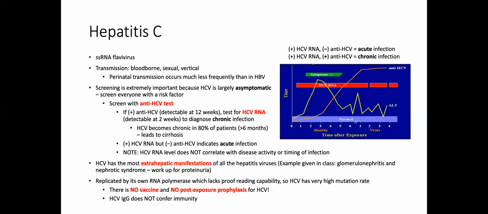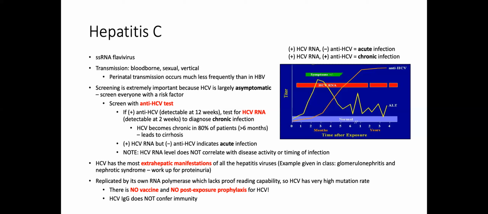It has the most extrahepatic manifestations of all of the hepatitis viruses, like glomerulonephritis and nephrotic syndrome. And so if you see protein in the urine, that might be a thing, like, oh, let's check for Hep C. It's replicated by its own. There's no vaccine. There's no prophylaxis for HCV. So this is one of the things that if you do get stuck, that's the scary thing. If you get stuck by a needle, that would be the thing I would worry about the most, would be hep C.